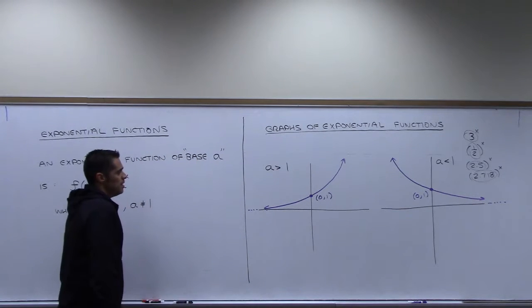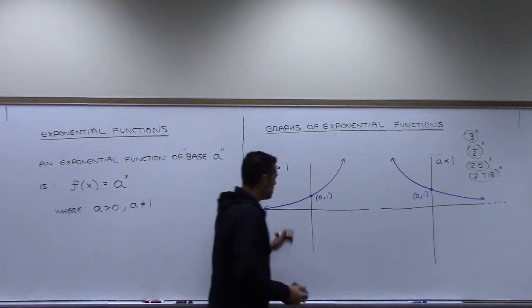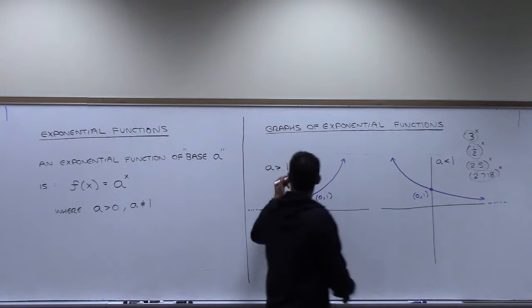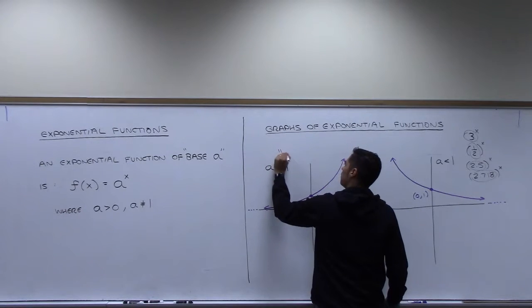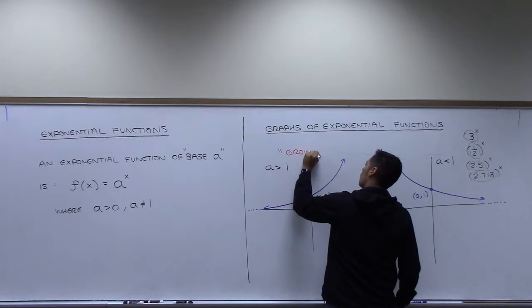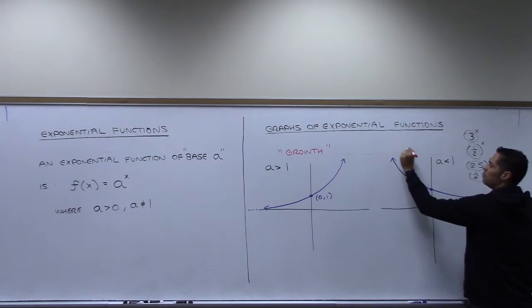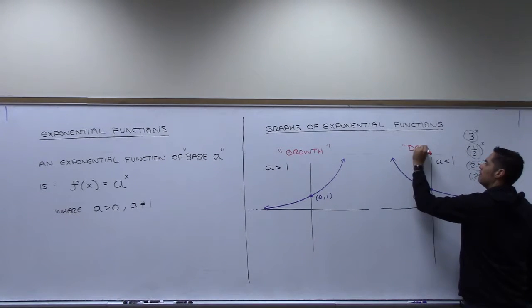All right, so this graph right here, we refer to as exponential growth. And this one right here we refer to as exponential decay.